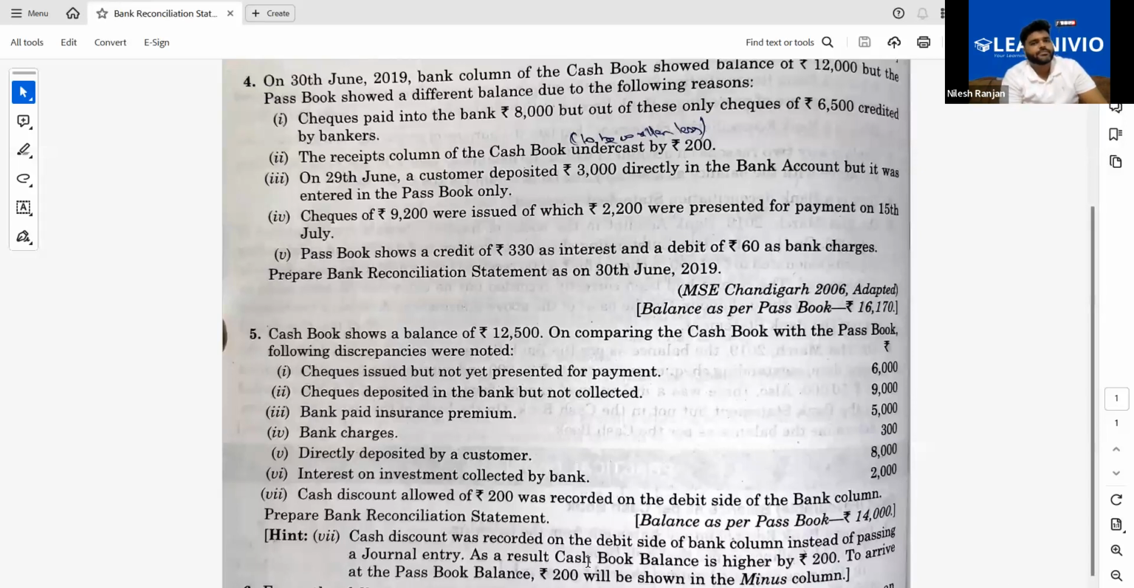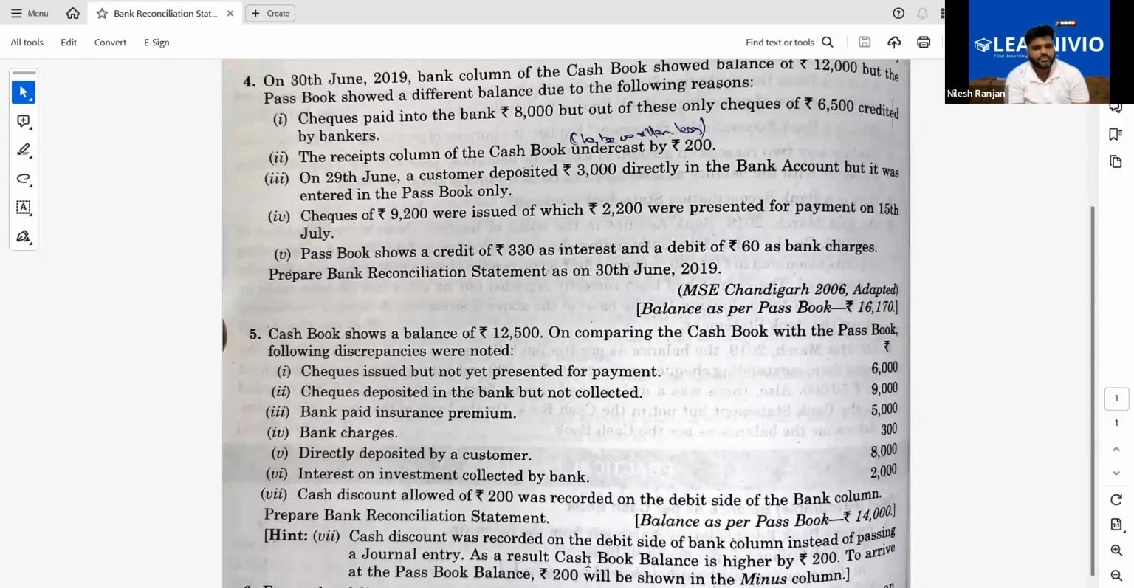Okay. The next is the receipt column of the cash book. I got the answer, 14,000. Can you tell me how you have done these 7 transactions?